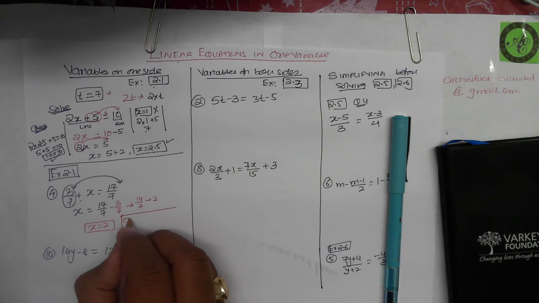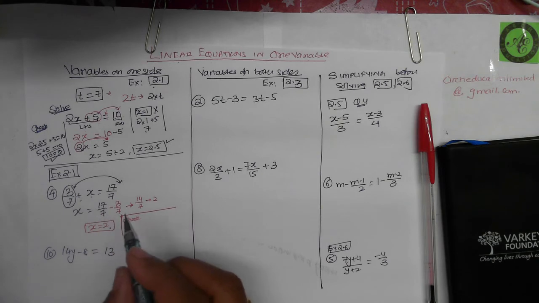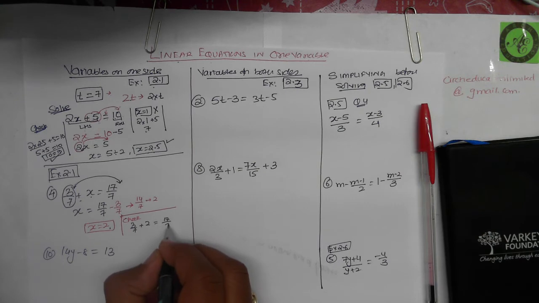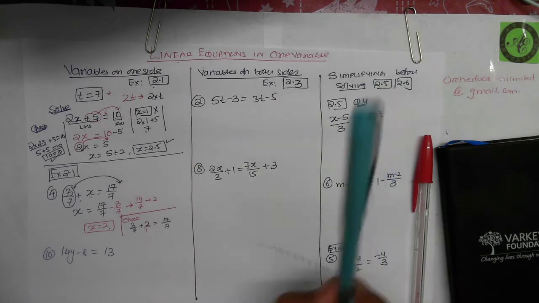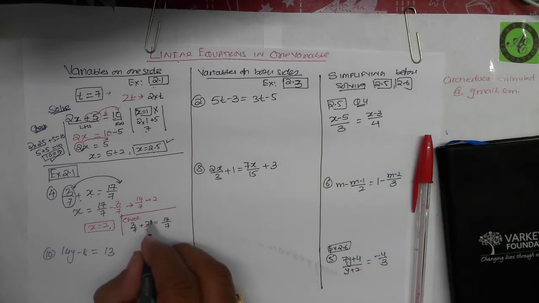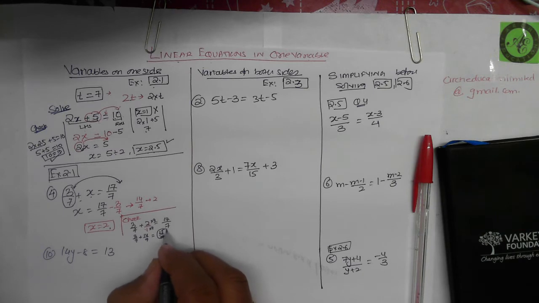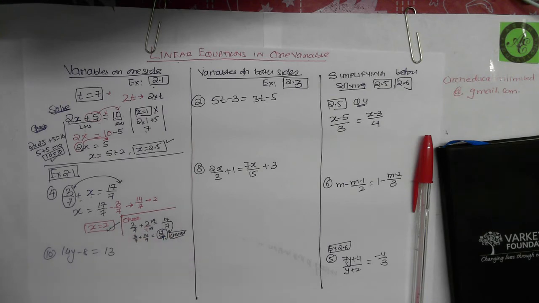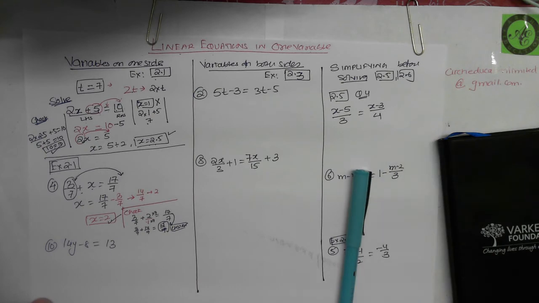Now I check my answer. What do I do? I substitute x equals 2 back into this equation. What do I get? 3/7 plus 2 equals 17 over 7. Now I'm pretty sure you know how to add these two fractions, guys. Make the denominators equal, times by 7. 3/7 plus 14 over 7, that is 17 over 7. Which is the same as the right hand side. So left hand side equals right hand side. So your answer is correct. Verified.